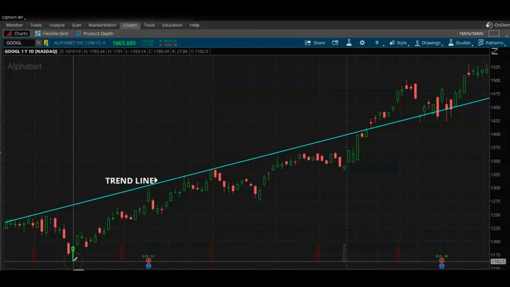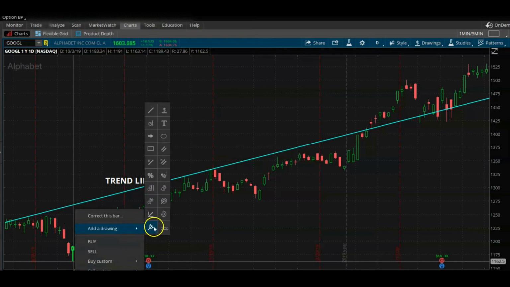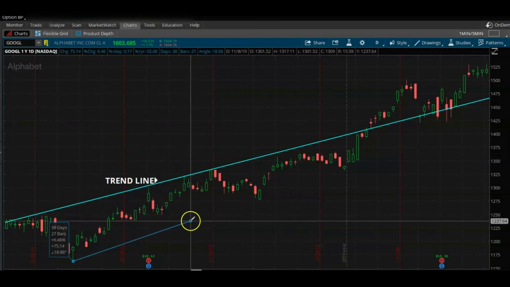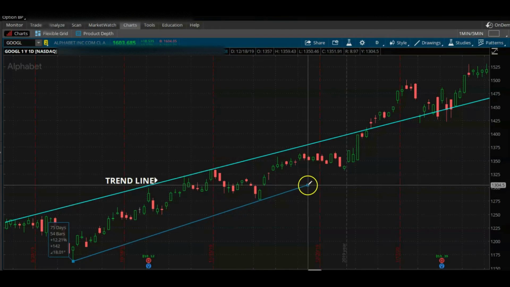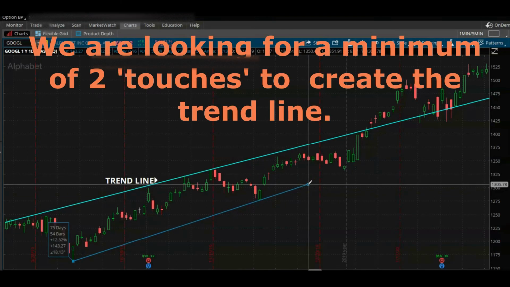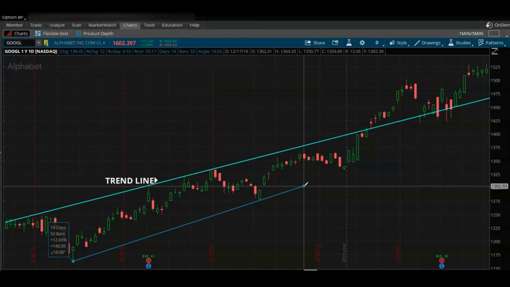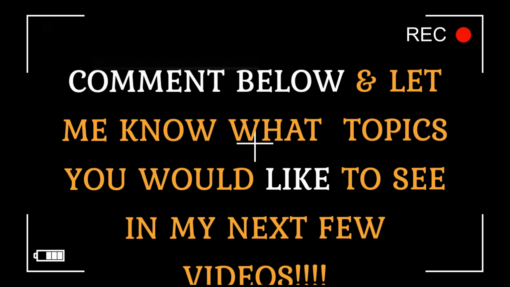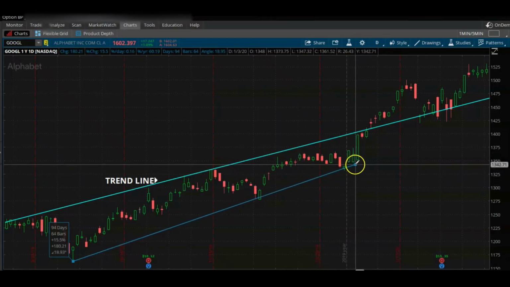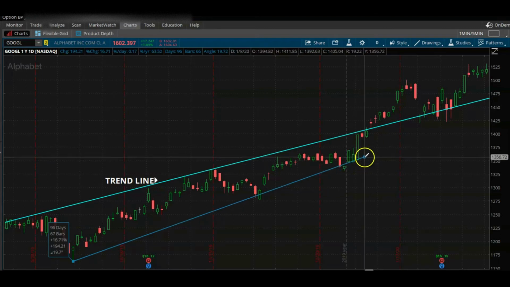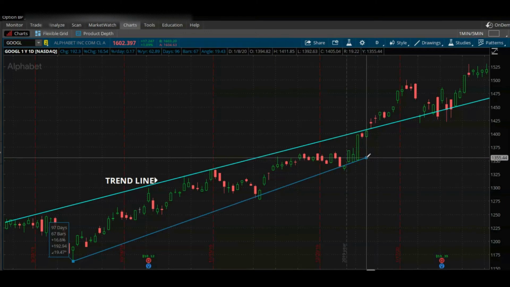What I mean by as many touches as possible is I'll pull up my trend line, and if I draw it just from here to here, well, I've only got 2 touches, and that does make a trend line. But what makes a stronger trend line is one that has even more touches. So let's see if I can attempt to create more than 2 touches. That's a 3rd touch.